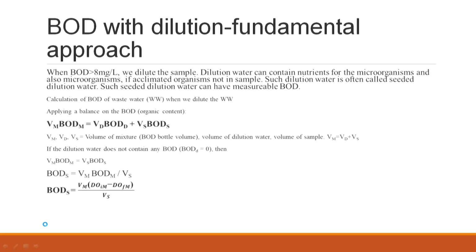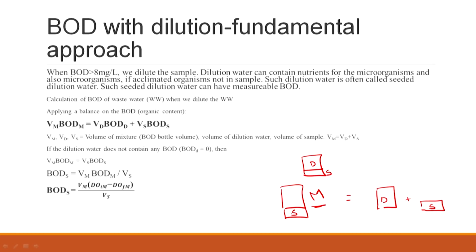Let me move on. So, again the fundamental approach, mass balance. Before and after dilution you are still going to have the same organic content. For example, in here I have my sample and here I have my dilution water, and this I am going to call the mixture. So, the total organic content in the mixture will be equal to the organic content in the dilution water plus the organic content in the sample. So, that is what I have out here, sample and dilution water.